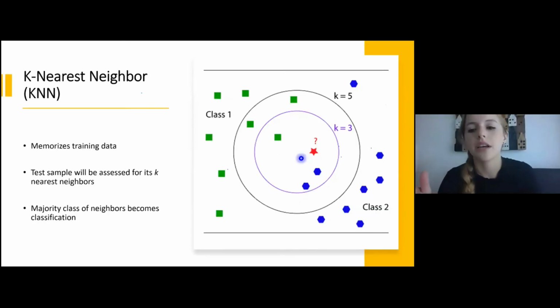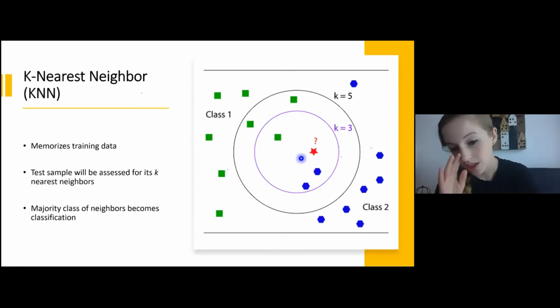K-nearest neighbor, on the other hand, is a lazy learner that simply memorizes the training data and waits for test questions instead of creating a model to handle future instances. So you can imagine a take-home test where you can wait for the test questions and then pretty much control-find the answer. Not that we would ever do that. However, anyway, the majority class of the neighbors then becomes the classification of the test sample.